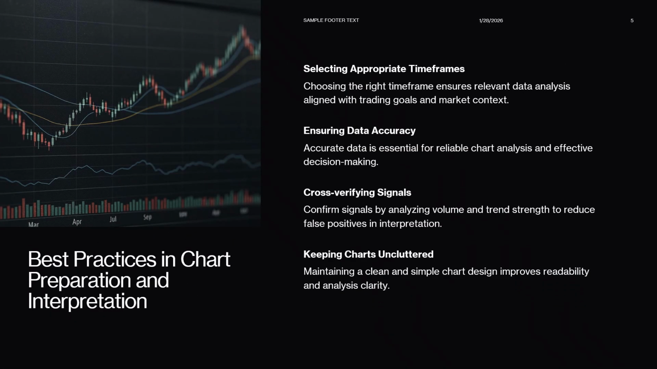Best practices include selecting appropriate time frames, ensuring data accuracy, using consistent scaling, and applying indicators suited to the market context. Interpretation requires cross-verifying signals with volume and trend strength to avoid false positives. Studies suggest that combining multiple indicators improves forecasting reliability by up to 25%. Additionally, charts should be kept uncluttered to maintain readability.